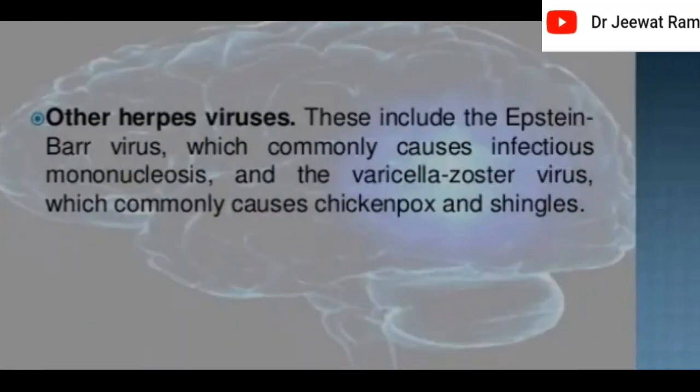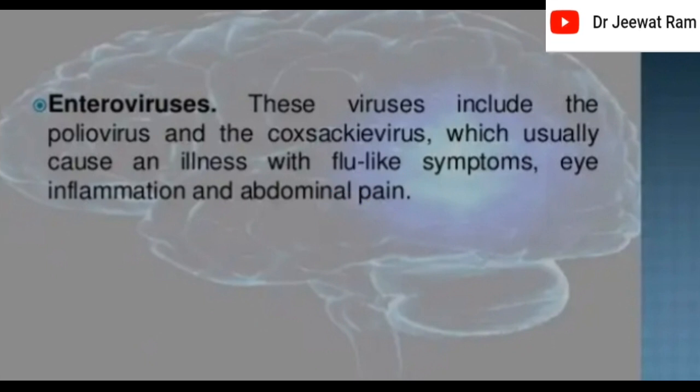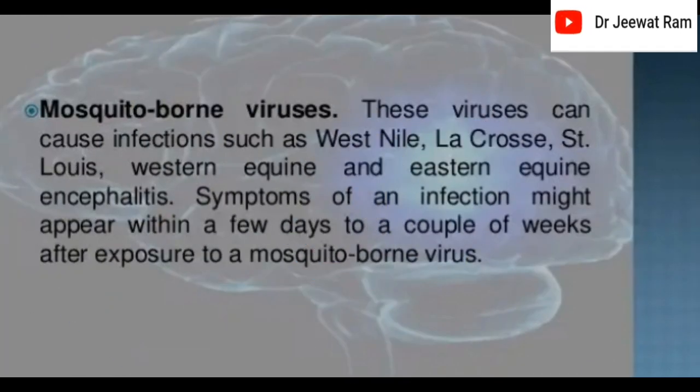Other herpes viruses. These include the Epstein-Barr virus, which commonly causes infectious mononucleosis, and the varicella zoster virus, which commonly causes chickenpox and shingles. Enteroviruses. These viruses include the poliovirus and Coxsackie virus, which usually cause an illness with flu-like symptoms, eye inflammation, and abdominal pain. Mosquito-borne viruses. These viruses can cause infections such as West Nile, La Crosse, St. Louis, Western equine, and Eastern equine encephalitis.